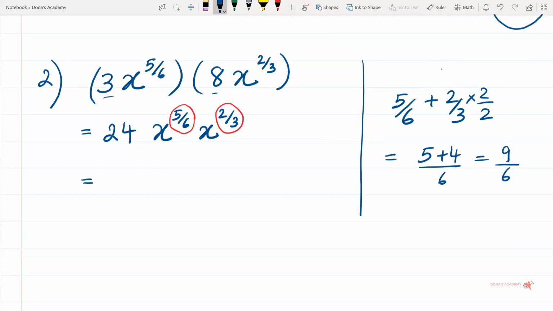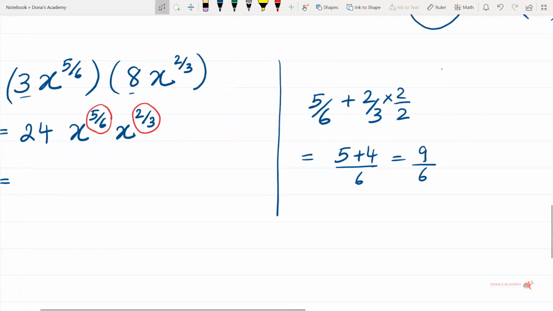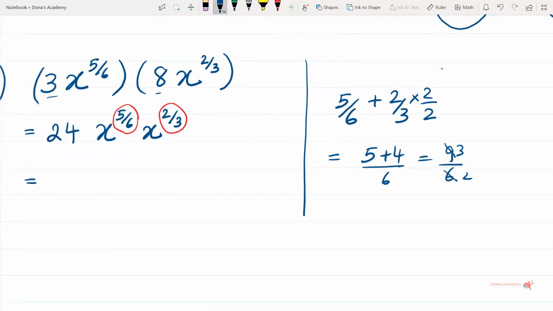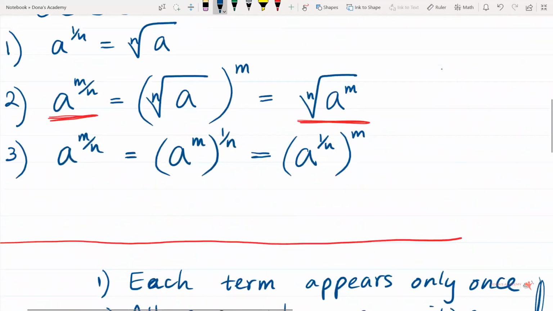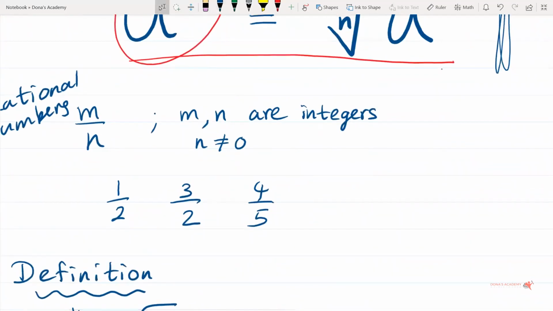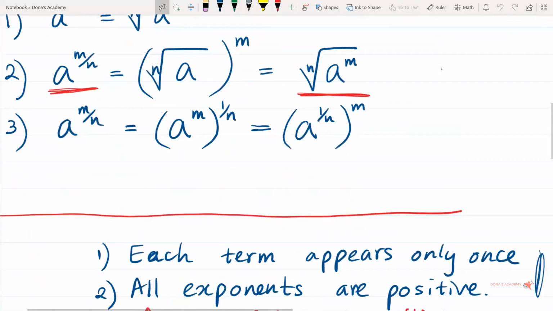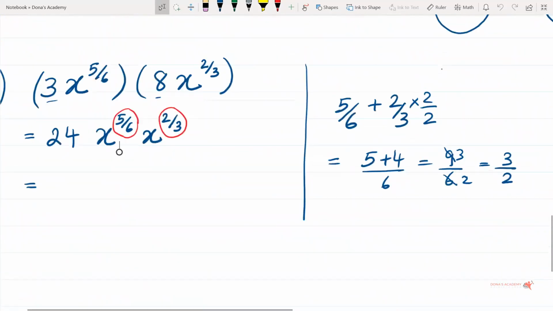However, we have common factors in 9 and 6: 3 times 3, 3 times 2. So this is the same as 3 over 2. So always try to have the simplest form of rational numbers. I think I mentioned it when I was talking about the definition of rational numbers. Even though I didn't write it, I mentioned it. So m and n should be integers and they cannot have common factors. So you should always have the simplest form. Then this is the same as 24 x to the power 3 over 2.